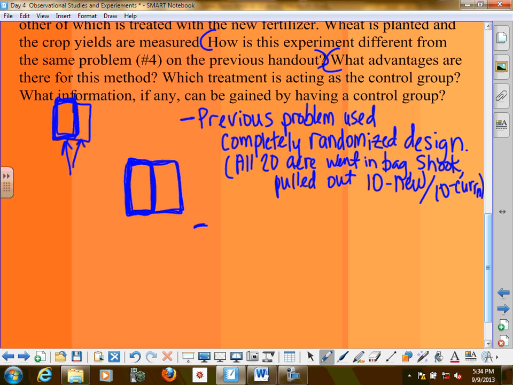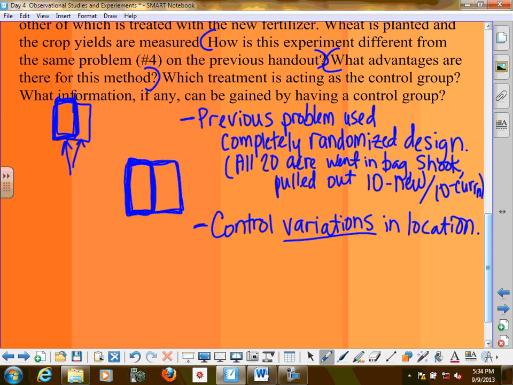What advantages are there for this method? Okay, so I just said we can control variations in location. Soil, nice soil because it's near a river, type of wind, type of sun, all those different things we can control because they are in different parts of the county. Next question. Which treatment is acting as the control group?